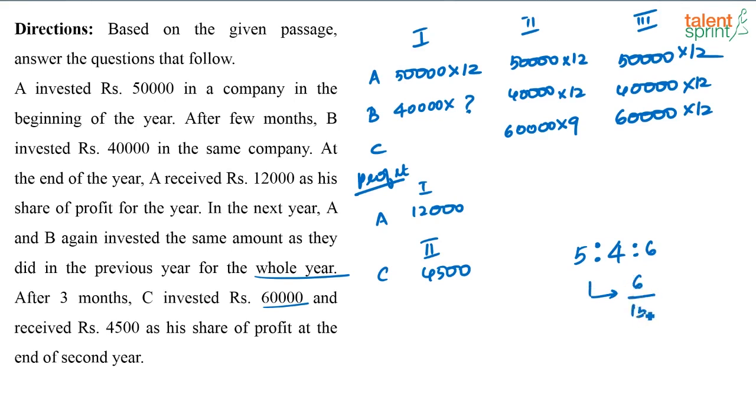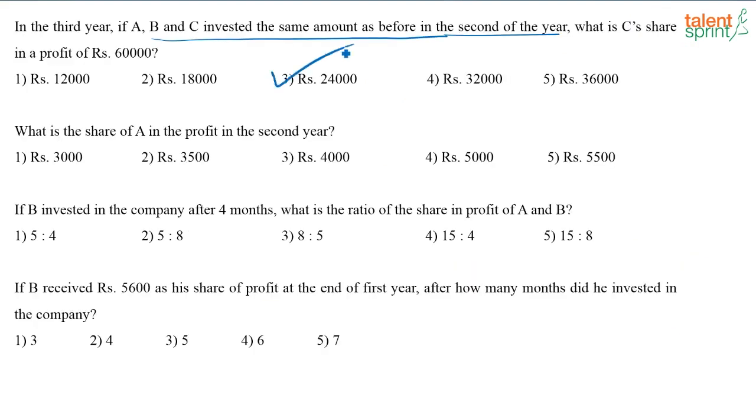6 divided by 15 into the total profit, which is given as 60,000. So that is going to be the share of C. That is nothing but 24,000. So option 3, that is 24,000, is your answer.